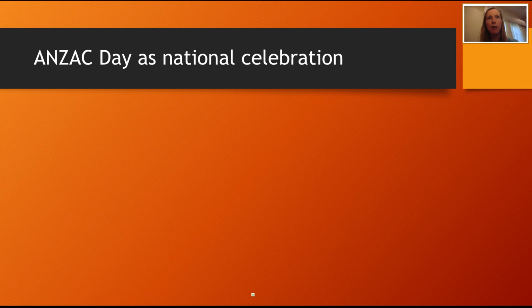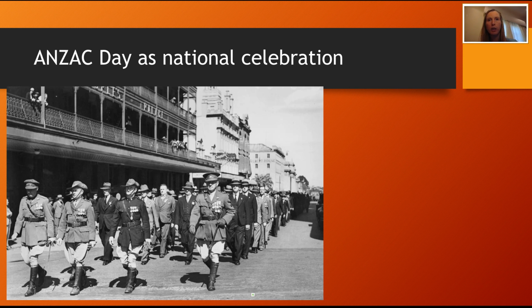So ANZAC Day became a public holiday in all states around Australia between 1921 and 1927. Traditionally, it included a 2-minute silence and the reciting of Lawrence Binyon's poem For the Fallen. But every year, more and more Australians and New Zealanders visit the site of ANZAC Cove for the service at dawn on the 25th of April.